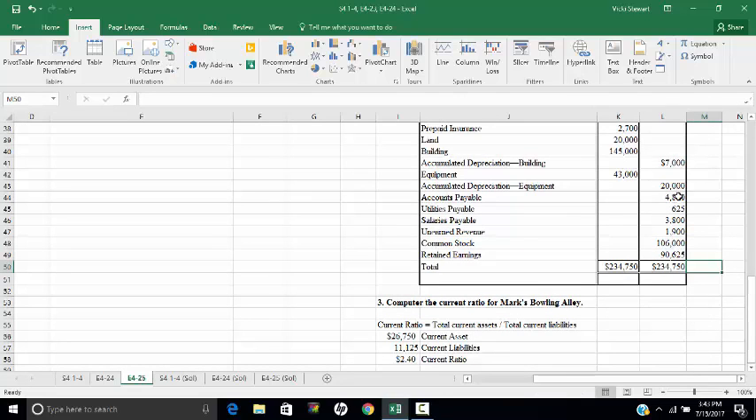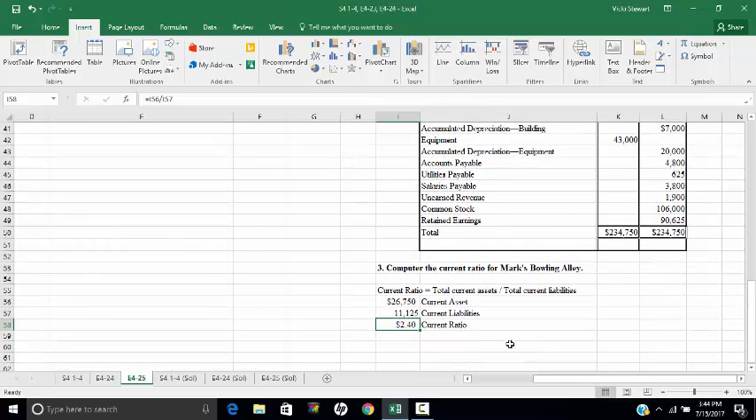How about current liabilities? Current liabilities are going to be accounts payable, utilities payable, salaries payable, and unearned revenue. And if you notice here, the sum of those is $11,125. So to get the current ratio, we divide current liabilities into current assets, and we have a current ratio of $2.40, which means that for every $1 of current liabilities, we have $2.40 of current assets. So our current ratio is $2.40, and that is the conclusion of the demonstration for exercise 425.